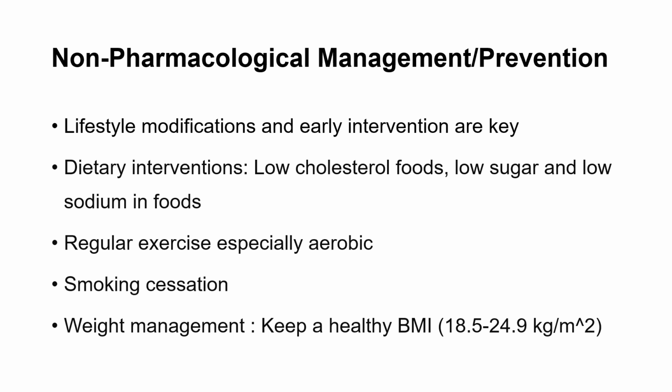You need to do aggressive lifestyle modifications, especially in the early stages of heart failure, to try and prevent advance into severe disease. You need to tell them to watch their diet. Low cholesterol food, low sugar reduces comorbidity with diabetes. Low sodium foods.